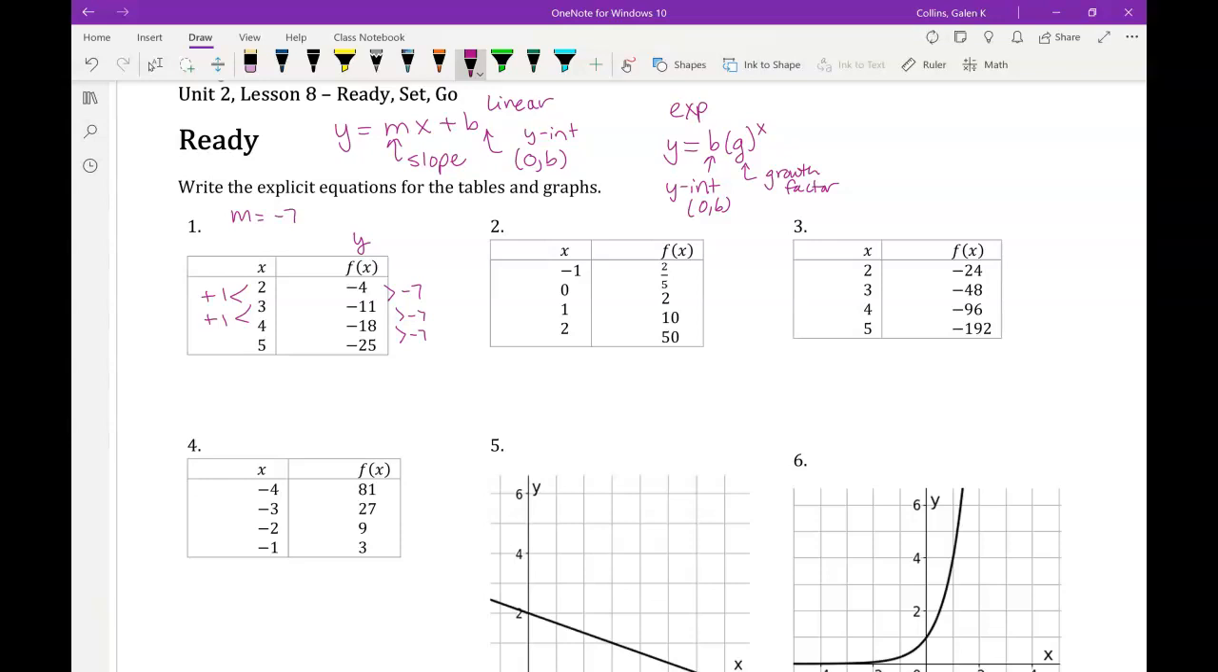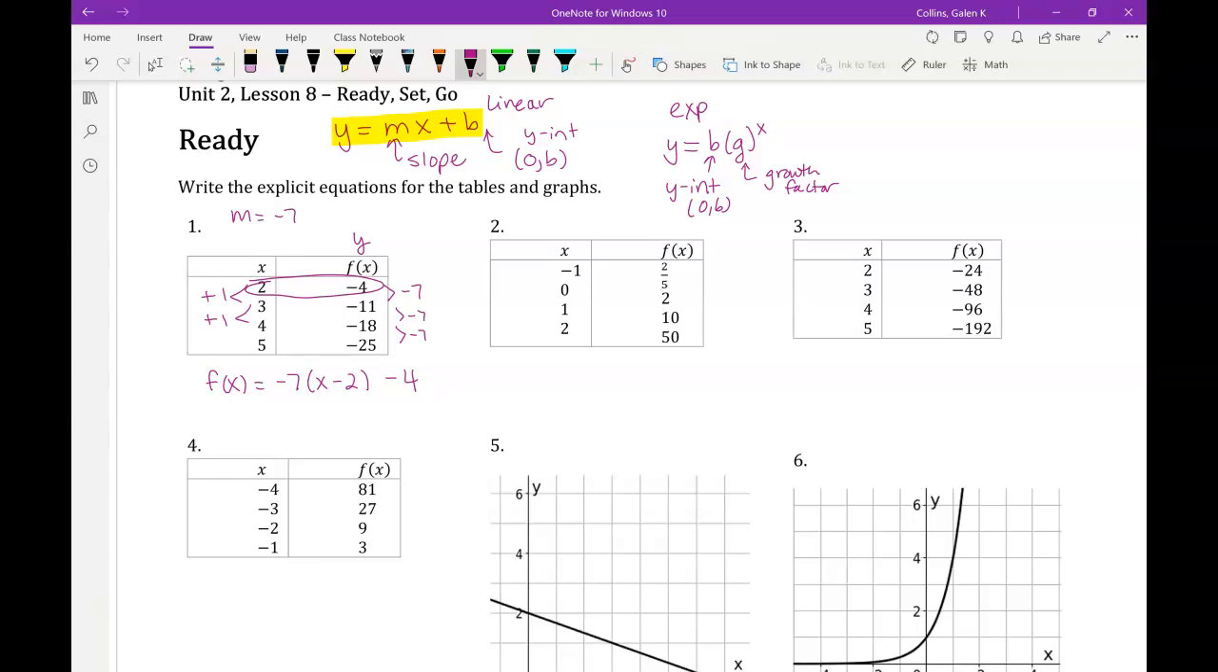Since I don't know the y-intercept, I could write the function using different values in the table. So I could say f of x equals, I'm going to still use this form up here, except instead of just x, let's say that I use this first ordered pair. So I would have -7, and since I'm starting at 2, this would be x minus 2, and then -4 would be my constant.